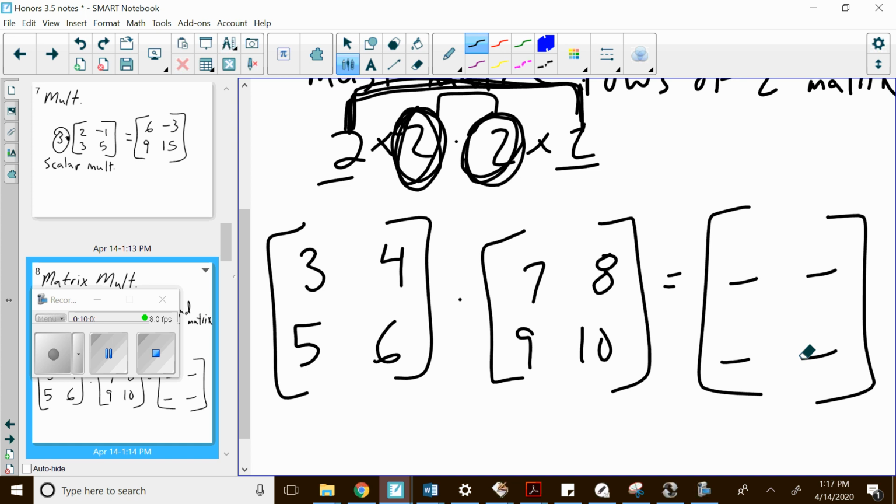Okay, now here's what you don't do. You don't just multiply this 3 times this 7 and call it 21. That is not how you multiply matrices together. But here's what you do.